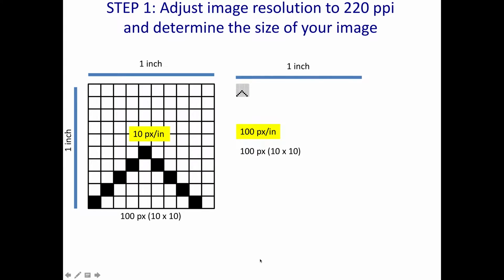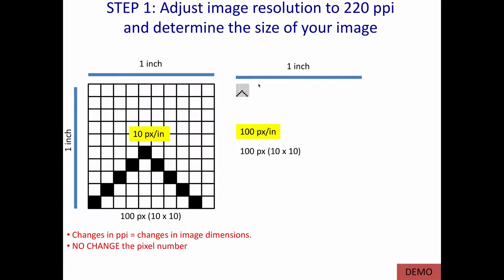So now we've taken our 10 pixels by 10 pixels and put it into a smaller area. So now it's 1/10 of an inch, and that gives us 100 pixels per inch. But in order to get that resolution, we've seen that our image size is now much smaller. So the price you pay for that higher resolution is the size of your image. When we change our pixels per inch, we're changing the image dimensions. We are not changing the pixel number. That's a very important point. Let's take a look at how you do that.